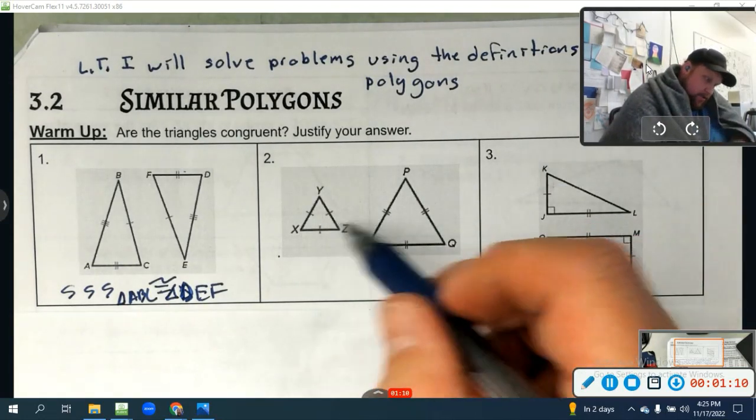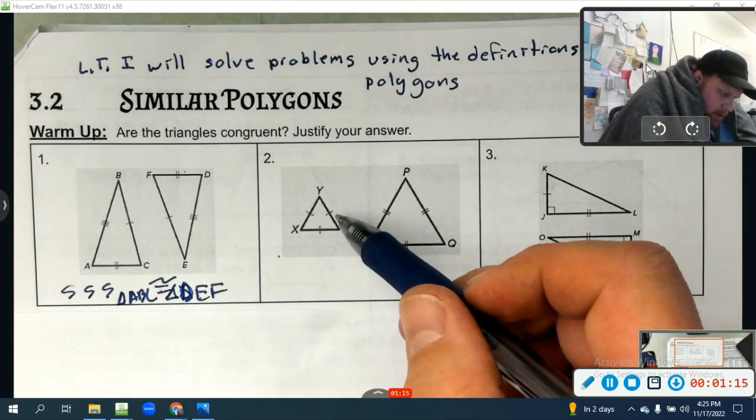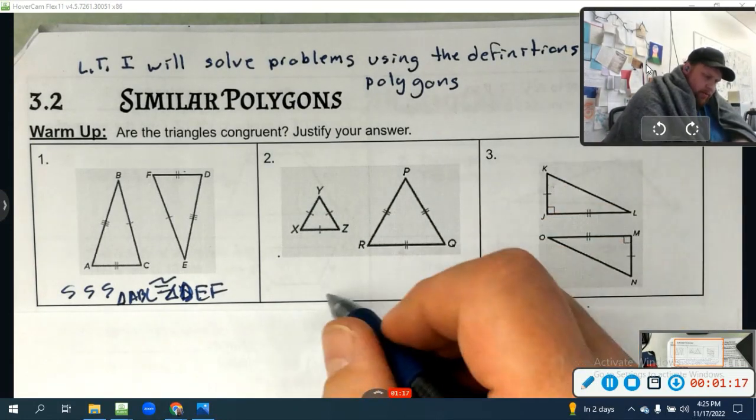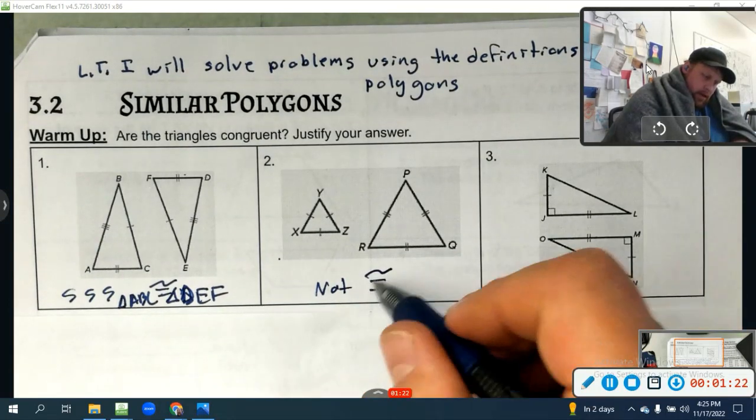All right, let's look at these two triangles. They don't look the same, and it's saying these are 1, 1, and 1, and then 2, 2, and 2. So no, not congruent. So you put a slash through it.